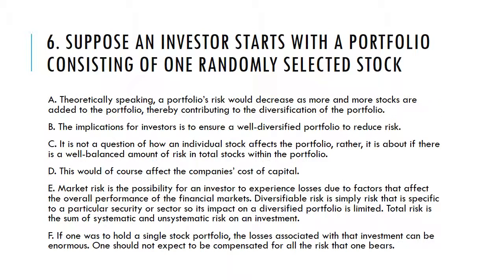For number 6, suppose an investor starts with a portfolio consisting of one randomly selected stock. Theoretically speaking, a portfolio's risk would decrease as more and more stocks are added to the portfolio, thereby contributing to the diversification of the portfolio. The implications for investors is to ensure a well-diversified portfolio to reduce risk.